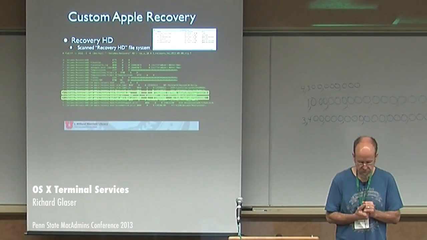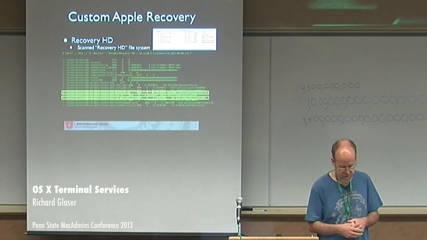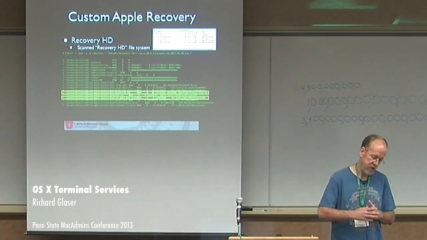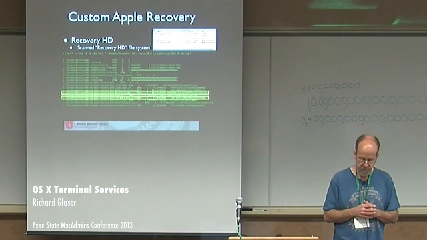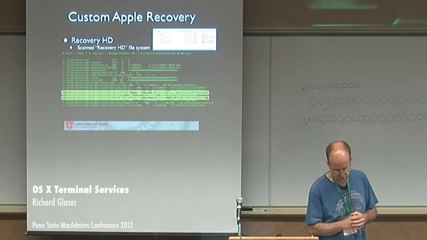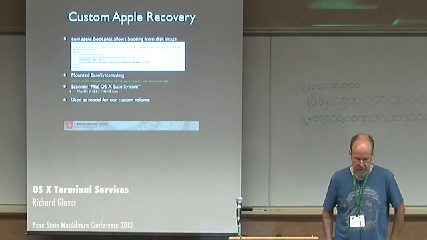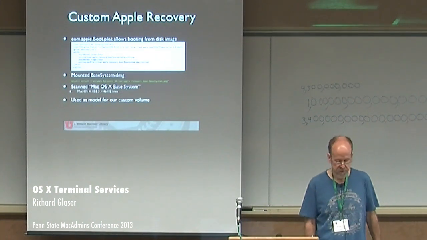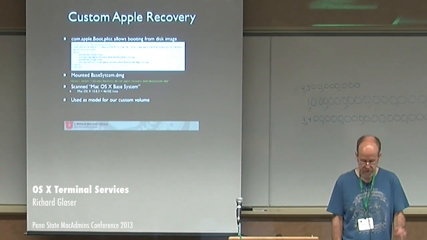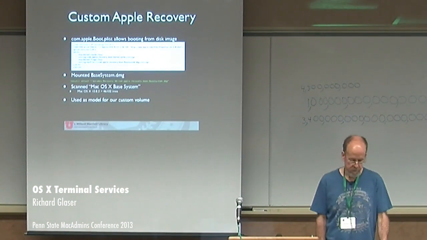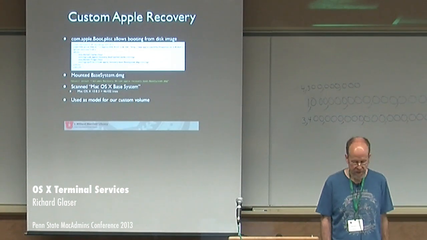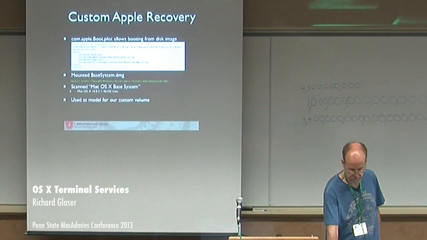The process we reverse engineered: we scanned the recovery HD. If people are familiar with RADMind, it basically creates a transcript of all the file system objects. There's a base system DMG, which the recovery disk uses as a boot OS. And then there's a com.apple.Boot.plist. This is an interesting file if people don't know about it. It allows you to boot off a DMG and has other functionality. There's a man page on it if you want to look at it. Then we mounted the base DMG, scanned that file system, and built that as our model to create our own custom recovery disk.